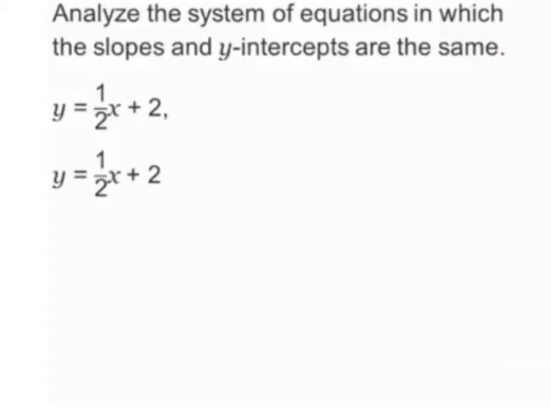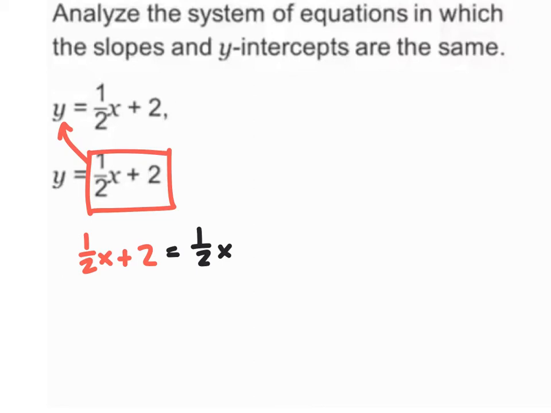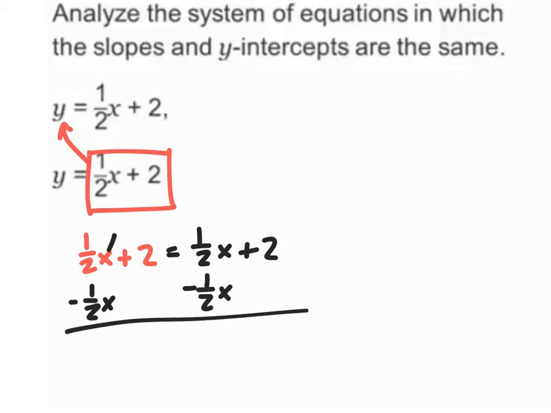Algebraically, let's solve this problem. I'm going to substitute 1/2 x plus 2 into y of my other equation. So I'm going to write 1/2 x plus 2 is equal to 1/2 x plus 2. Now I'm going to subtract 1/2 x from both sides and combine my like terms. This is going to cancel out and add to 0. Same thing over here. And you're left with the statement that 2 is equal to 2.